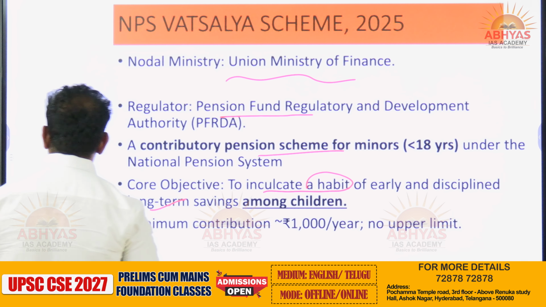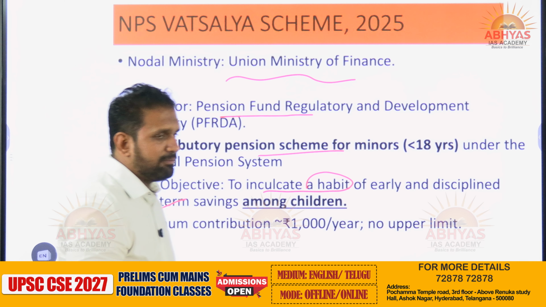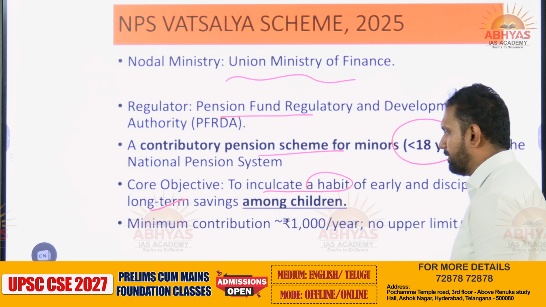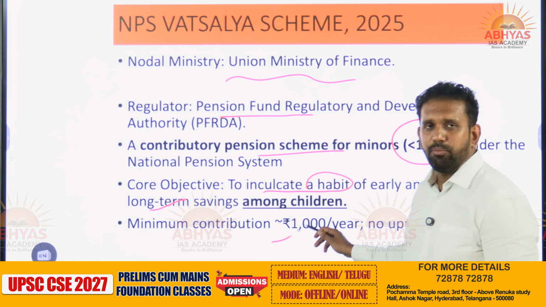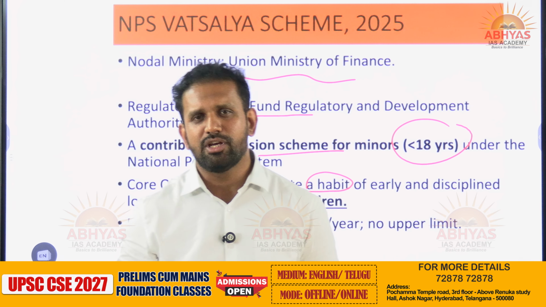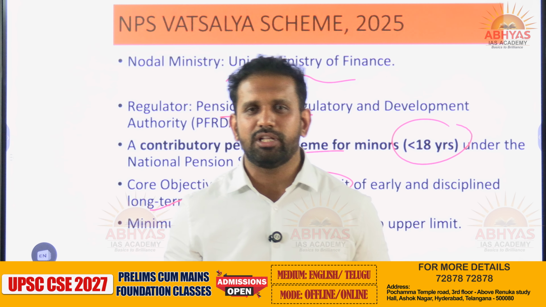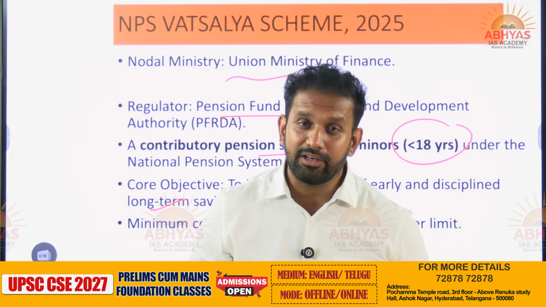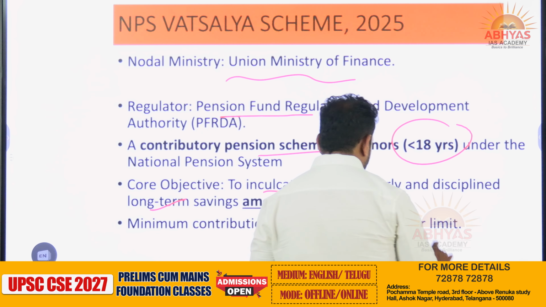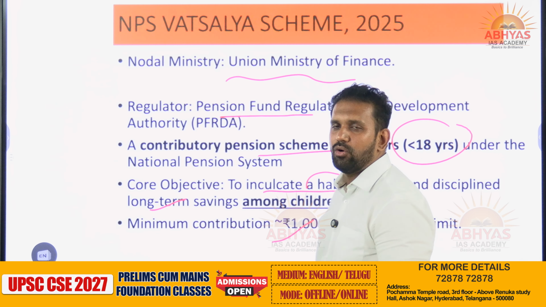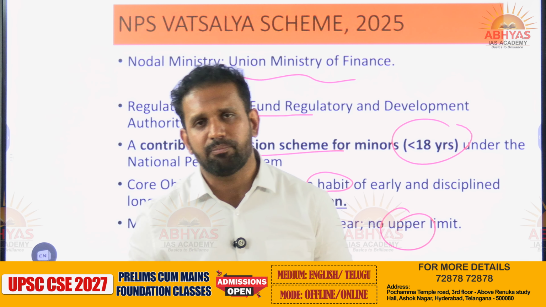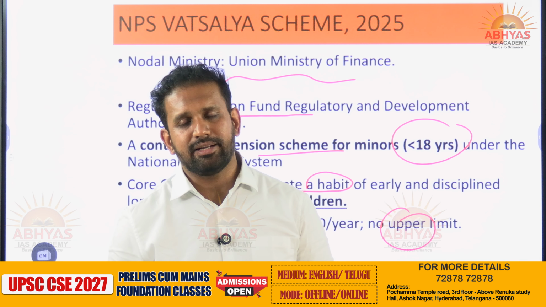Remember the ministry here, remember the regulator here, remember the age group to which this scheme is applicable. How beautiful the scheme is. They have to contribute 1000 rupees, children who are less than 18 years. Even 100 rupees every month they can put here, that is enough. So 1000 rupees they can contribute, and no upper limit is there. If you are rich parents, you can open the account in the name of your children and contribute 10,000 per month or 7,000 per month, up to you. You will get returns accordingly.